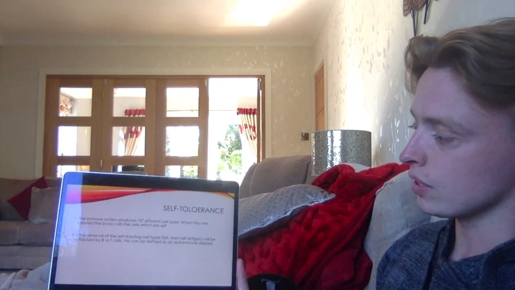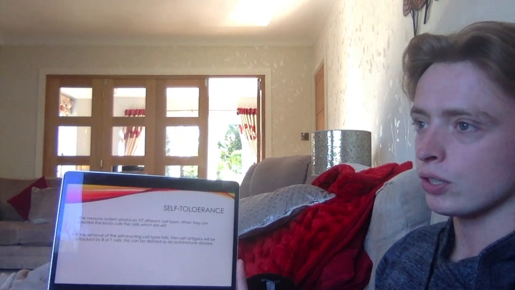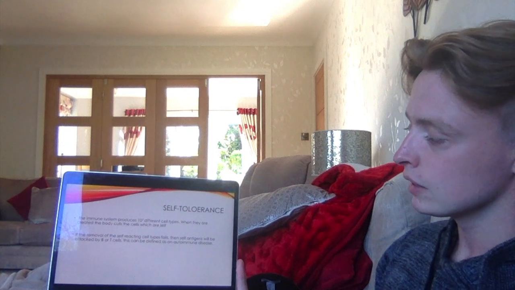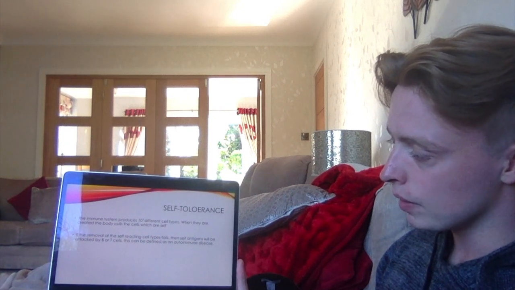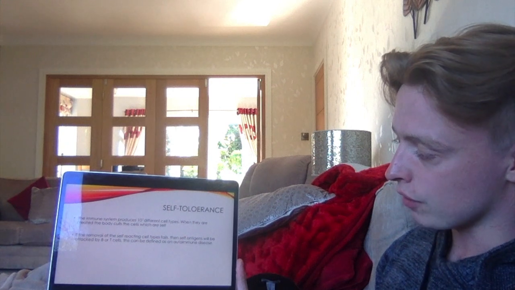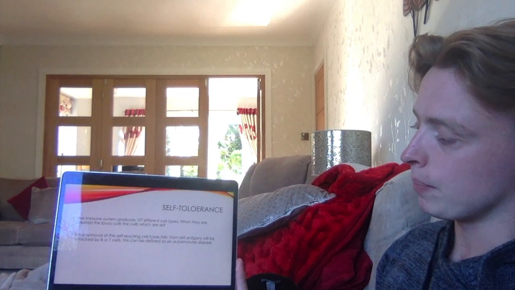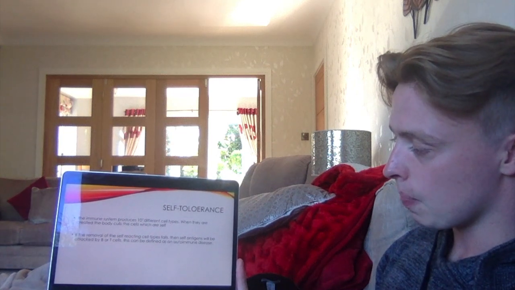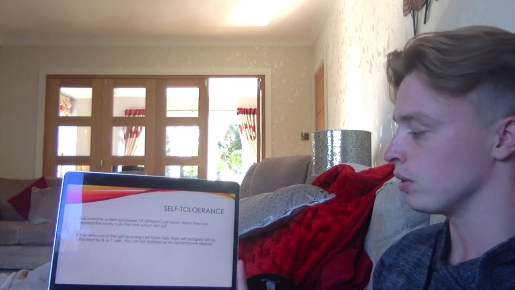Okay, so self-tolerance. The immune system produces 10 to the 7 different types of cells. I'm pretty sure something like 100 million different types of cells when they are created in the body. It culls off the cells which are self, essentially. If the removal of the self-reacting cell type fails, then the self-antigens will be attacked by B or T cells. They're the 2 main types of cells which attack non-self cells. This can be defined as an autoimmune disease.